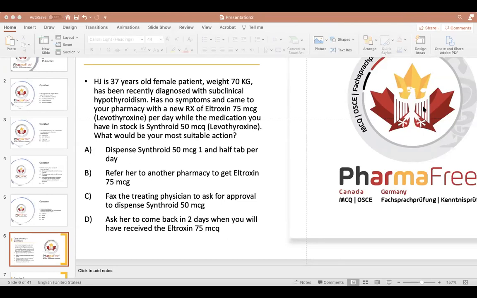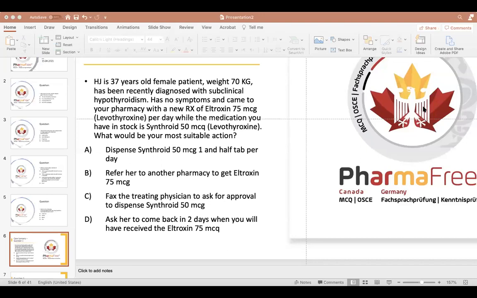Just to make sure, because we got a case, a station, in the last mock exam, and many of you, unfortunately, didn't catch it. This is a new prescription, so you can dispense both. If you have Eltroxine in the prescription, you can dispense Synthroid if this is a new medication. No problem. And I have written here between the brackets, levothyroxine, and this is levothyroxine as well. Correct? It's the same medication.